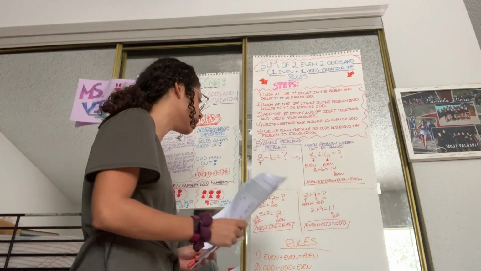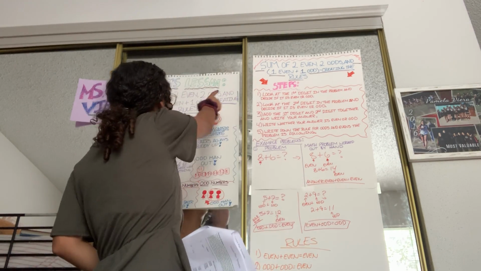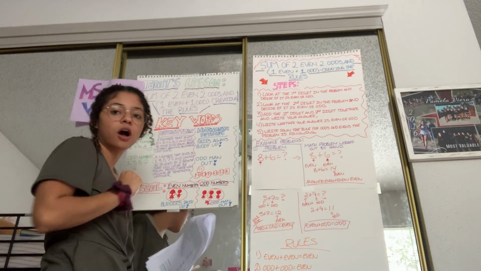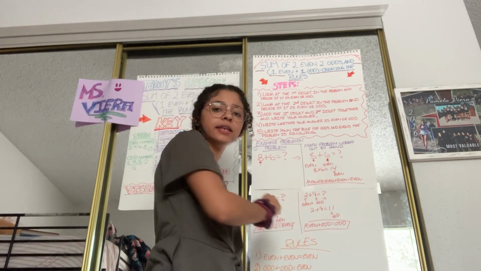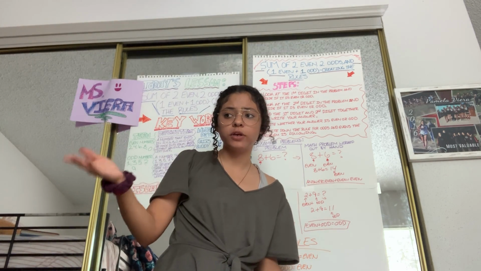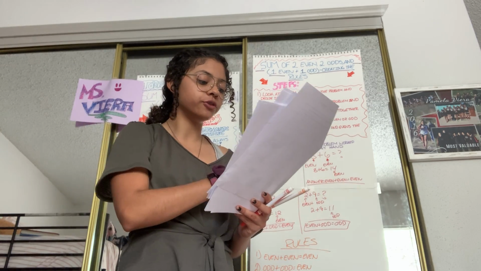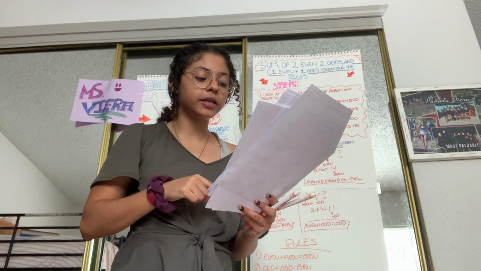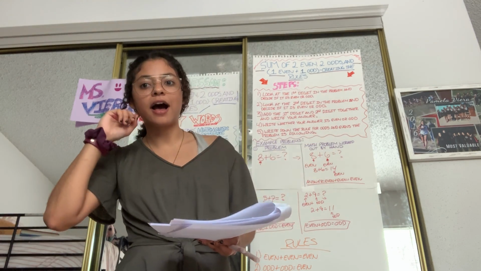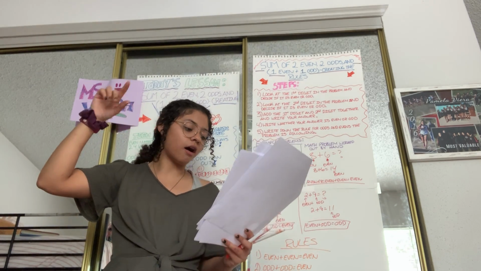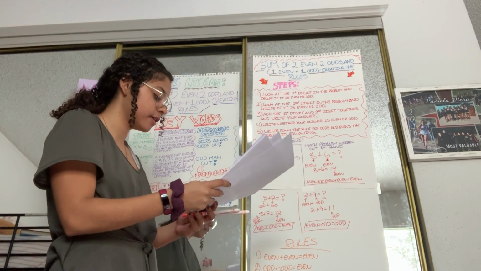All right, what was the last rule that we came up with? It was 1 even plus 1 odd. And when we added an even plus an odd, what did we get? We got an odd number. Yes, so then when you did the problem 6 plus 3, you got what? 9. And 9's what? An odd number. Yes. All right, so you learned the rules.